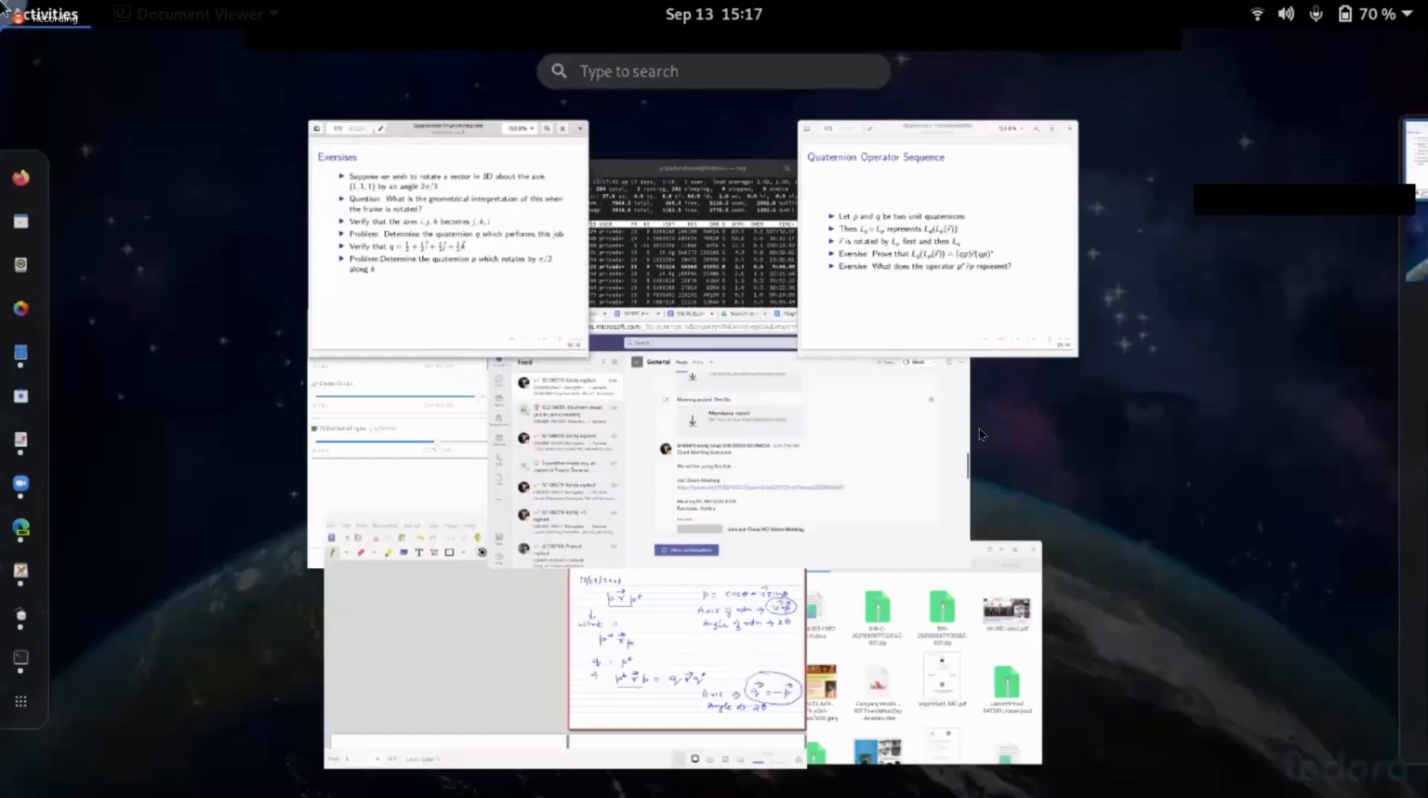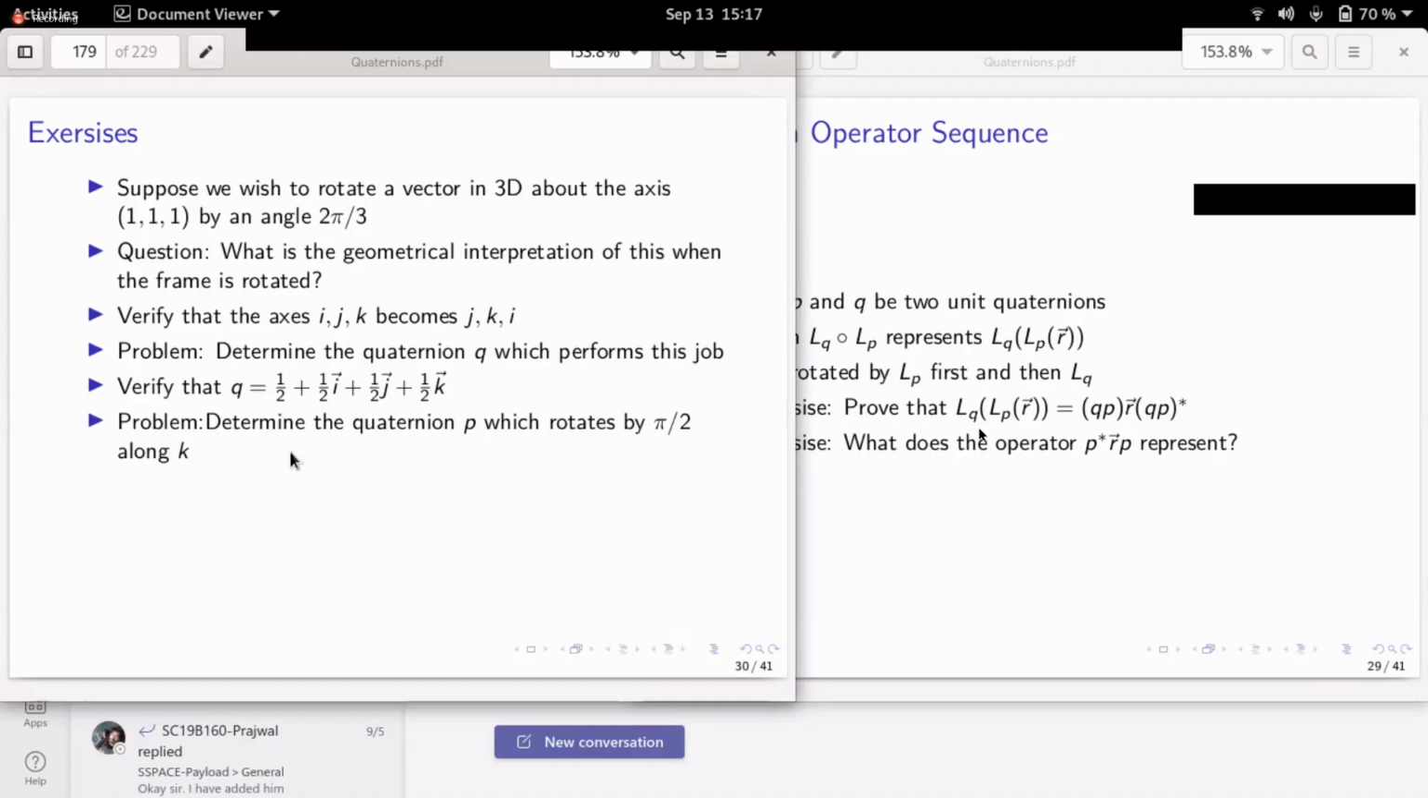Am I hearing it properly? Plus or minus 1 by root 2 k? So why plus or minus? Depending on the sense, you are saying that it can be either negative rotation or positive. Let us assume only the positive sense, so it is plus k. Similarly, one can write for the i-axis rotation.